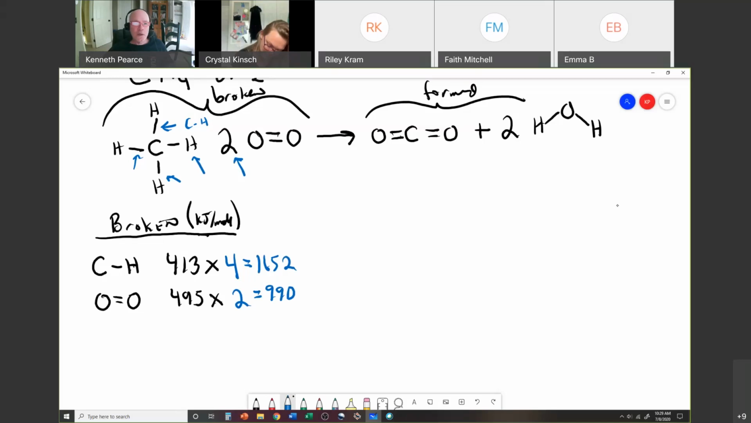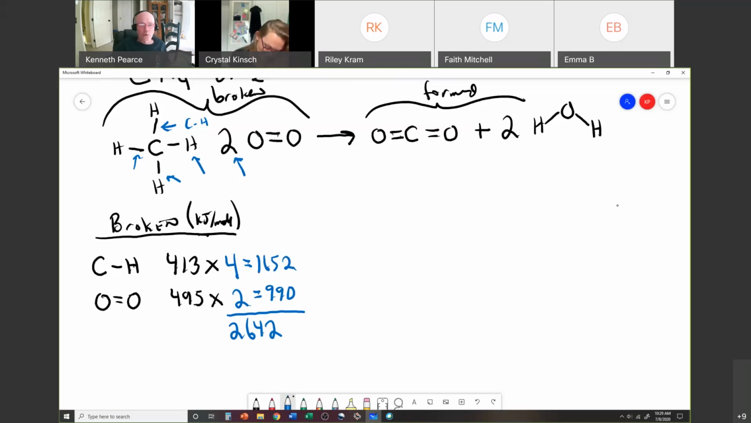Is there anything left to break on the left-hand side? The answer is no, there's nothing left to break. Let's add these up, because that's what the sigma means: add them up. 990 plus 1652 is 2642. This is bonds broken; we have to put energy in. Bonds formed, we're going to subtract off.